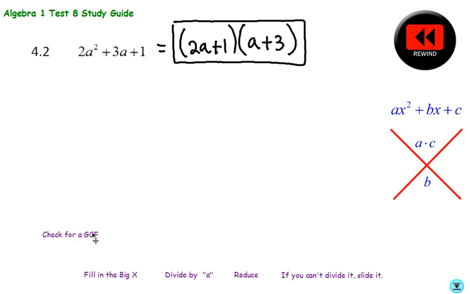All right, checking for greatest common factor. That will always be the first thing that we're going to do. Is there a number that goes into 2, 3, and 1? Well, no, there's not. So that won't work.